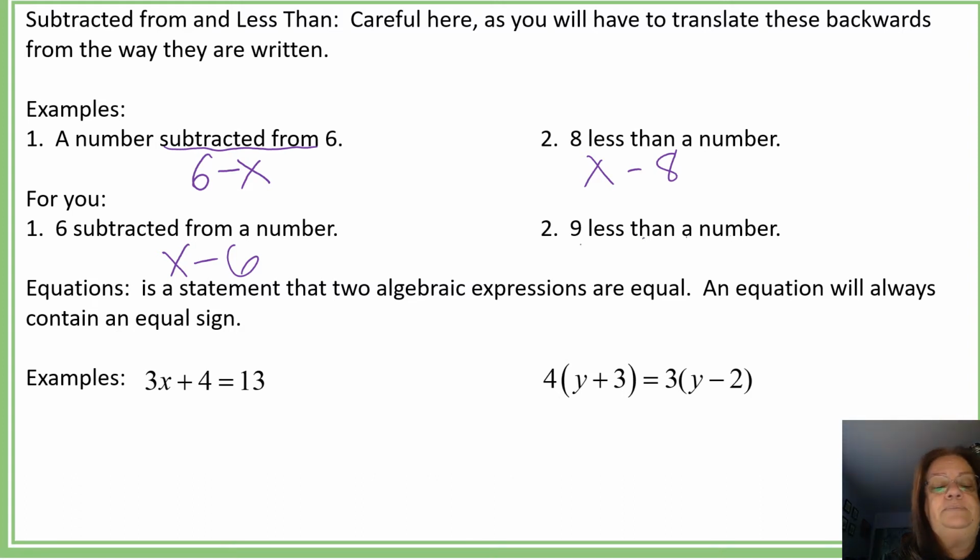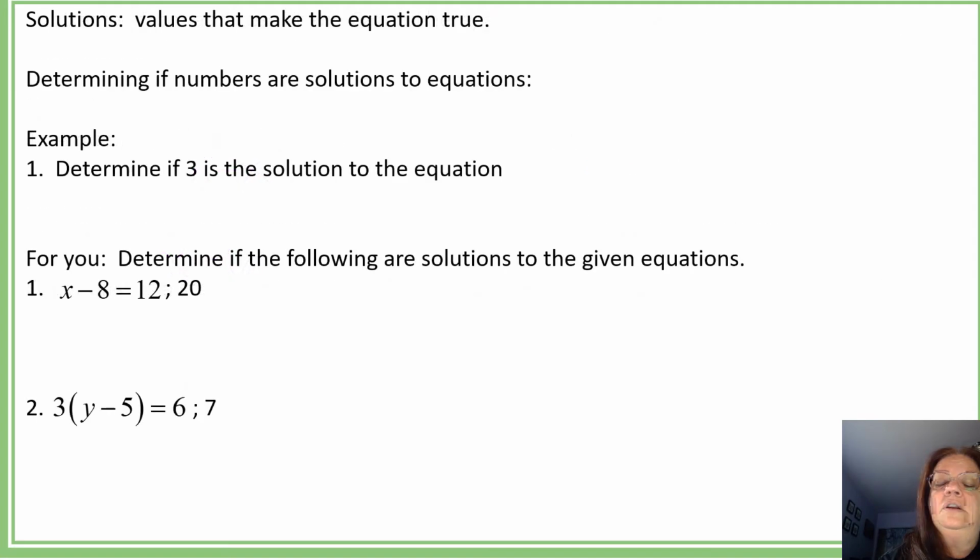You can do that. All right, equations. It is a statement that 2 algebraic expressions are equal. An equation will always contain an equal sign. So these are 2 equations. Okay. All right, solutions. Values that make the equation true.